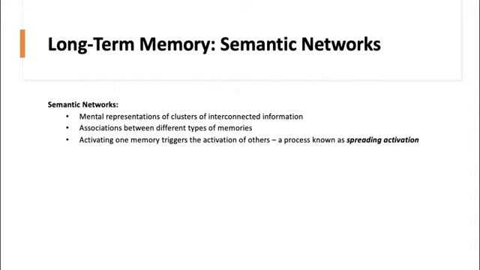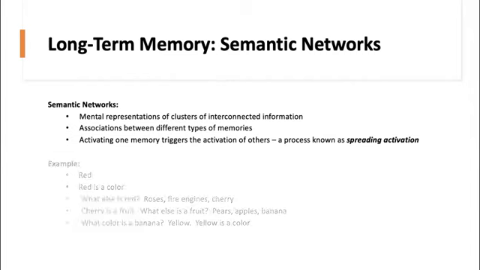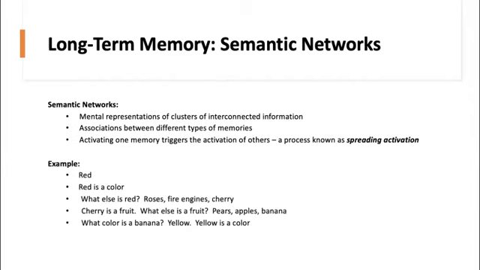It comes from this idea that these mental representations of information that we have stored are all interconnected in these semantic networks. So here's an example of this process of spreading activation. Let's say you hear the word red. Red is a color, so the word red is going to activate a memory that red is a color, right? And then it might activate another memory of words associated with the color red, like roses, fire engine, cherries.